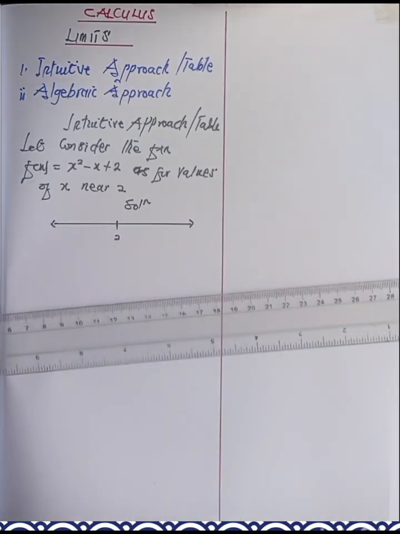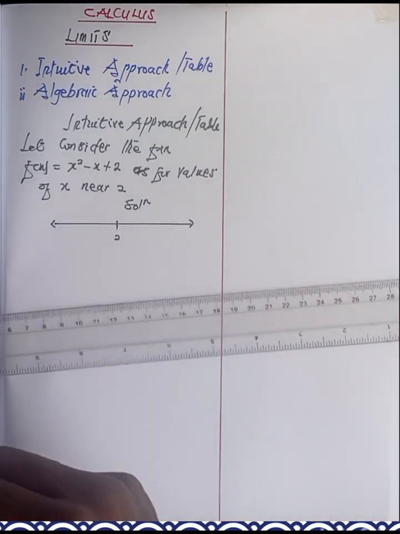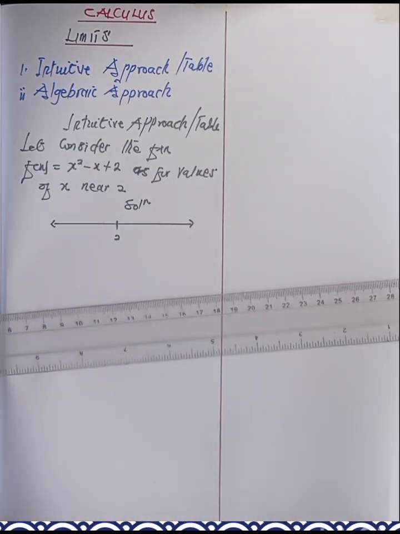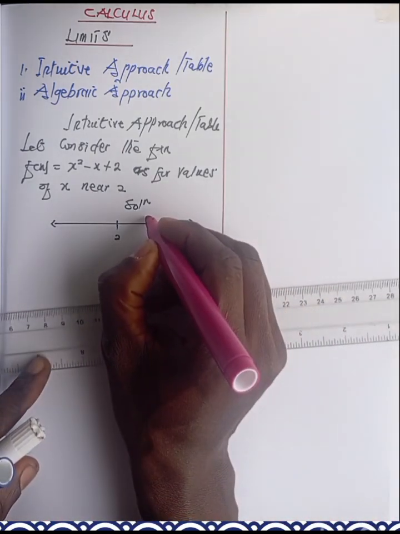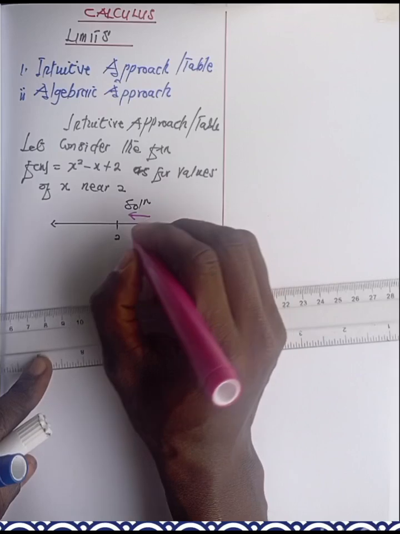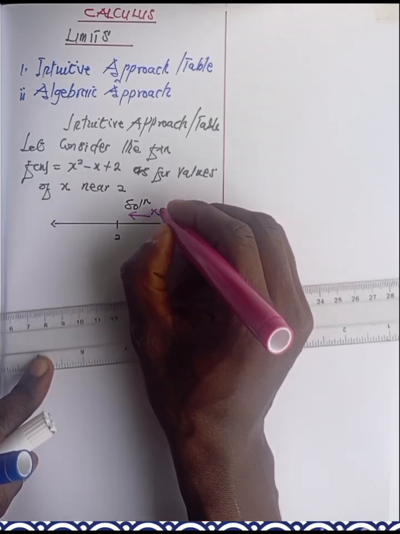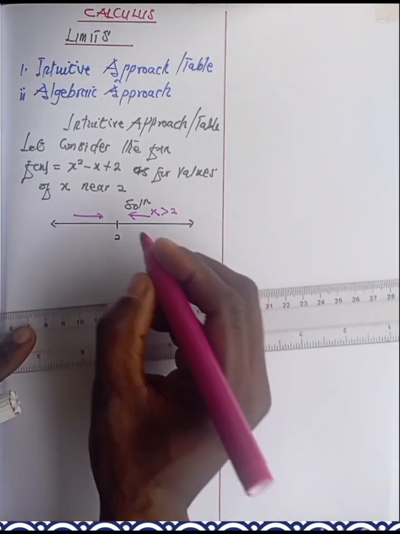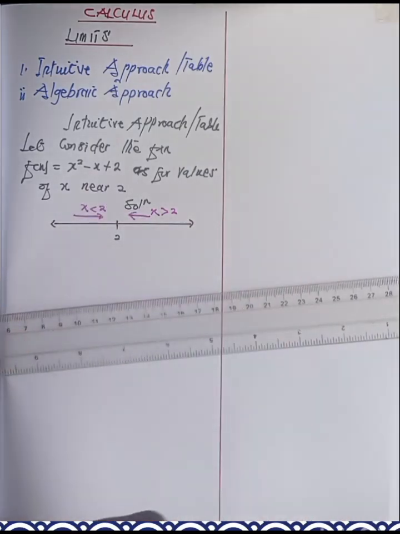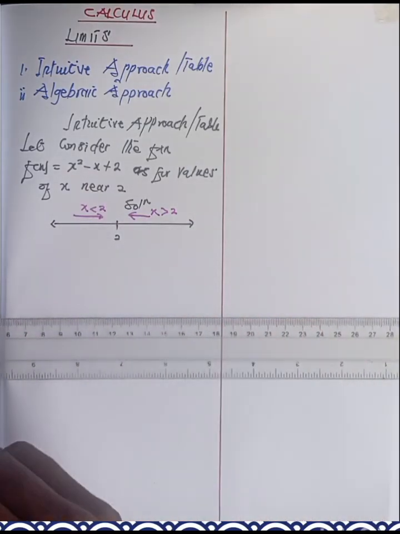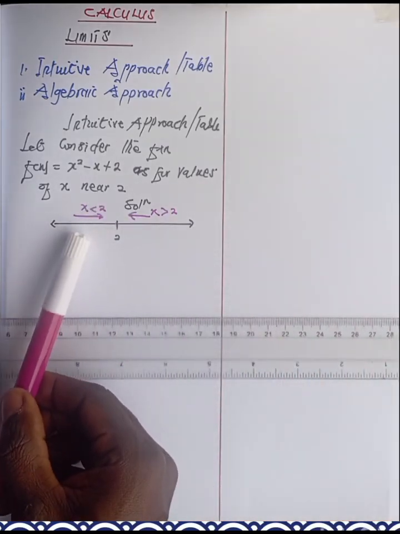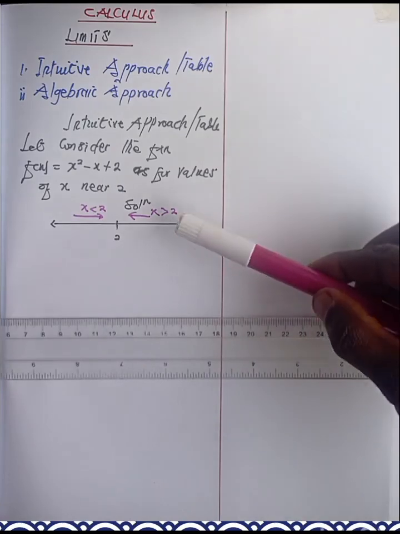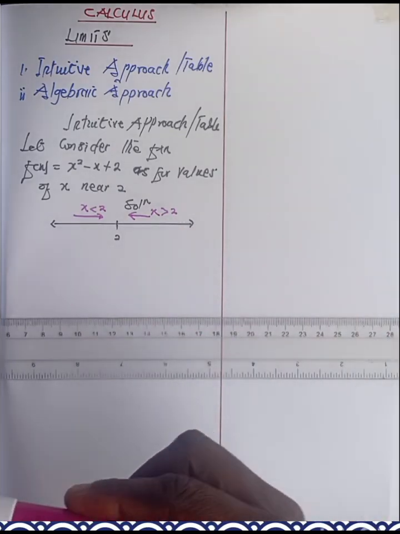Now in finding the values of x, we are going to look at the values of x approaching 2 from the left, and then values of x approaching 2 from the right. Values of x approaching 2 from the right means x is greater than 2, and values of x approaching 2 from the left means x is less than 2. We are going to write numbers that are approaching 2 from the left, and then from the right, in a table form.